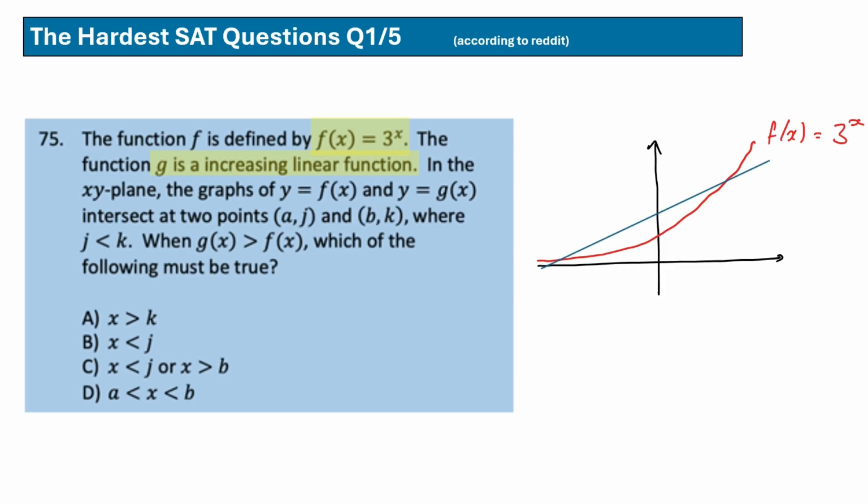This question very clearly says I have 2 points of intersection, and it labels those points (a, j) and (b, k). How do I know (a, j) is to the left? Because it also tells you within the question that j is less than k. And the only way that can be is if A is on the left-hand side, B is on the right-hand side. And then the question says, when is g of x greater than f of x? In other words, when is the blue line above the red line?